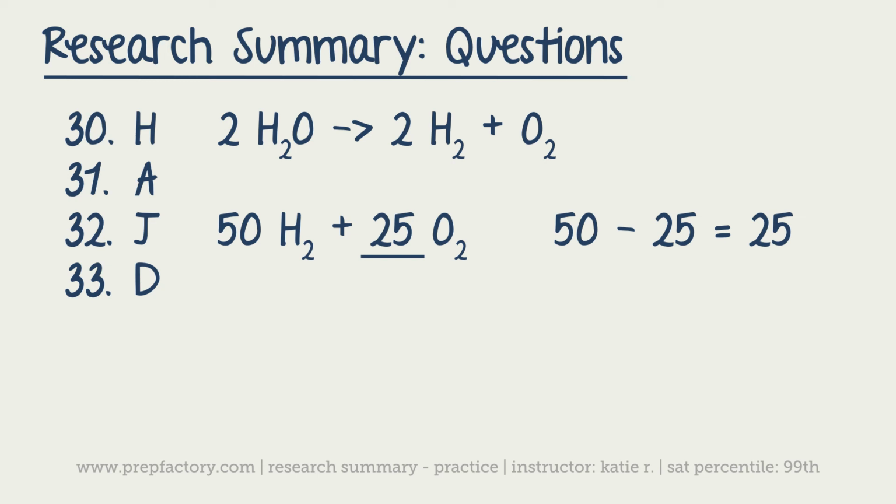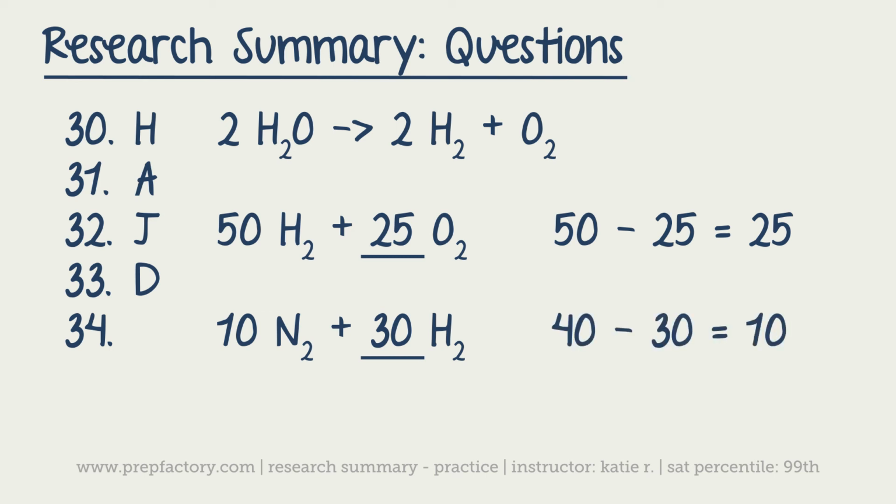So we're going to use the information that they just gave us to figure this out. So we have 10 N2, and if we have 1 N2 and 3 H2, we should have 30 H2 to give us our reaction. But instead of 30, they told us we had 40. So our leftover is going to be 40 minus 30, which is 10. So our answer should be 10. And that would match with G.